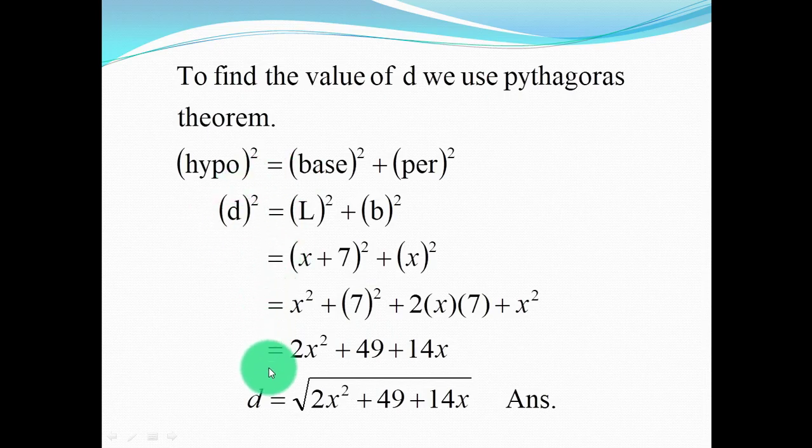So what is our requirement? Our requirement is d, so we take its square root. So this is the required answer. This is d, the length of the diagonal. We can see that the answer for d is in the form of x. That's why the statement says to find the value of d in terms of x. So this is the required answer.